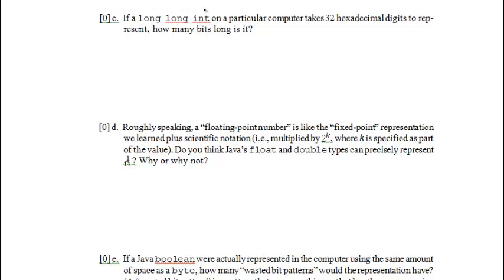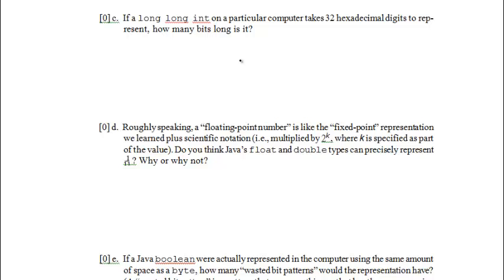If a long int, whatever that is, on a particular computer takes 32 hexadecimal digits to represent, how many bits long is it? Okay, if a long int takes 32 hexadecimal digits to represent, how long is it? Well, actually, we don't necessarily know precisely how long it is.